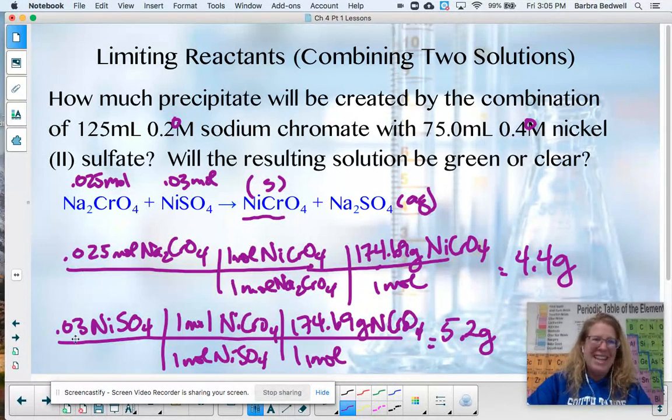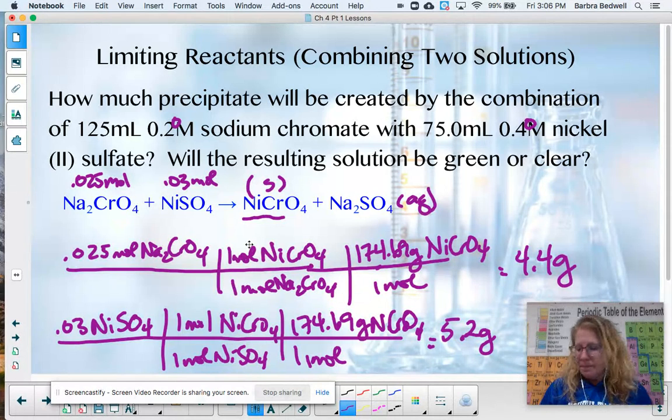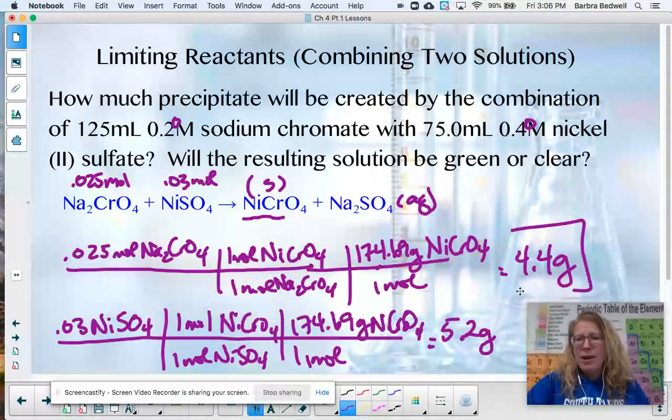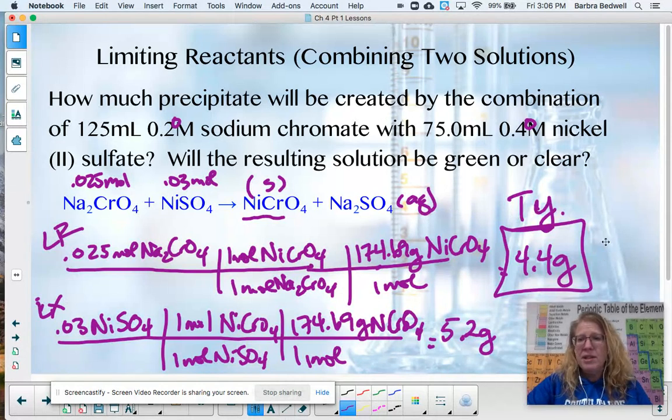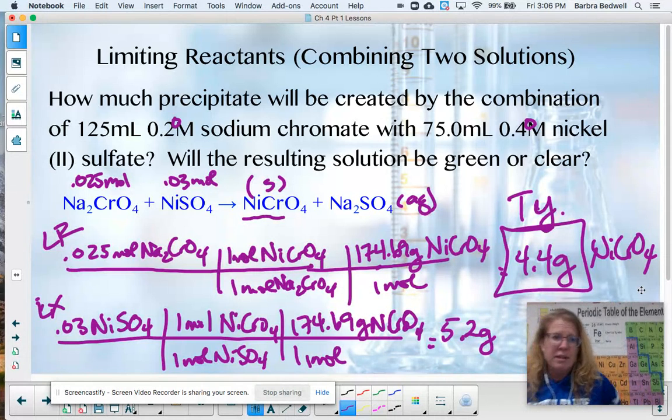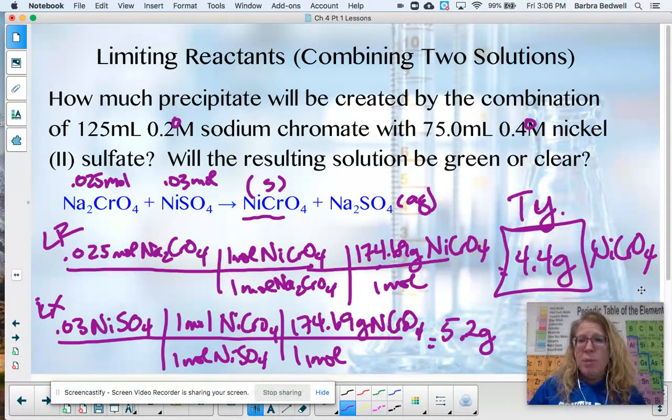Again, in this particular one on the screen, because it's a 1-to-1, you can kind of see which one's the limiting and the excess reactant. This one has less because it's in a mole-to-mole ratio. I'm just working it out like you would for normal problems where it's a little bit longer. Okay, got my 2 answers. Which one's my theoretical yield? My smaller answer right here is always the theoretical yield. So that means this is my limiting reactant, and this is my excess reactant. The Na2CrO4 is the limiting reactant. So now I know how much precipitate will be created: 4.4 grams of precipitate.